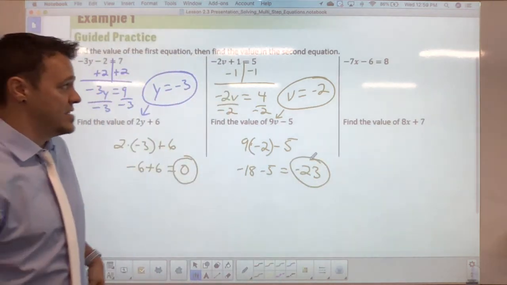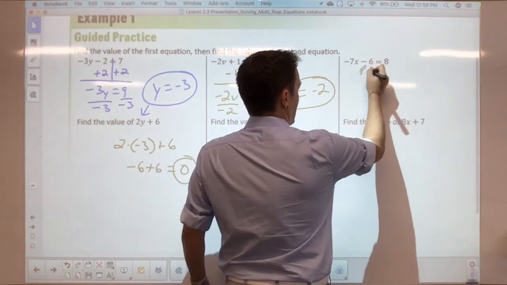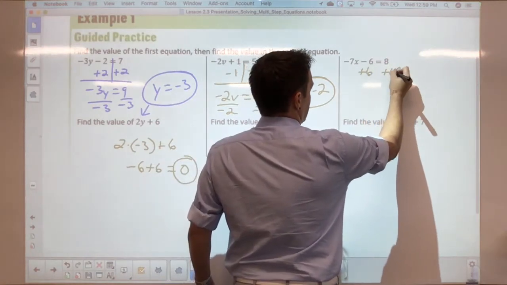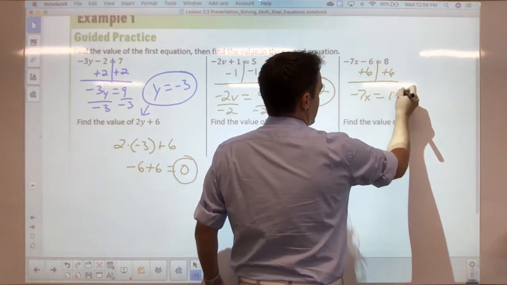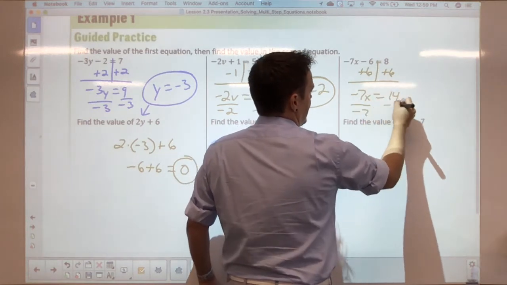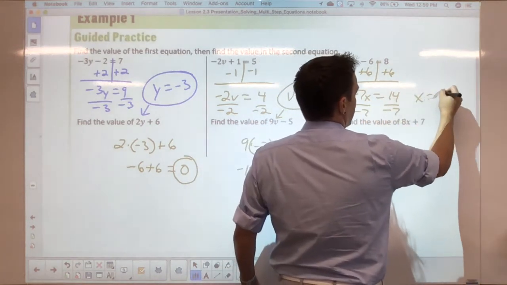All right, then the very last one, add 6 to both sides. You have negative 7x equals 14. Divide, your x ends up being negative 2.